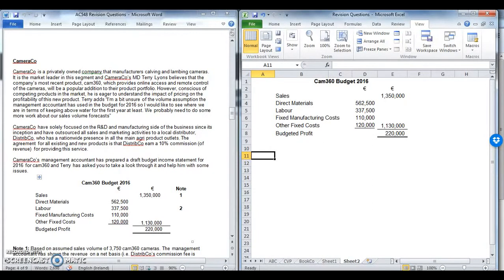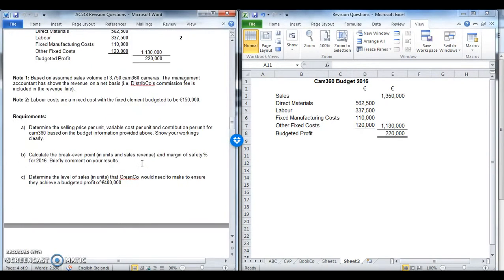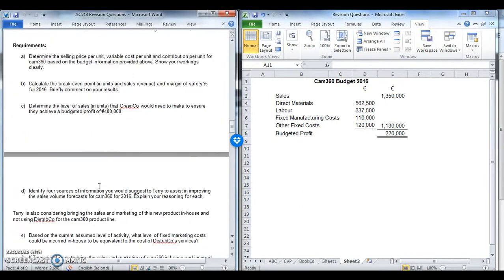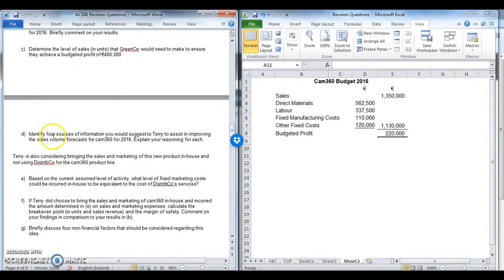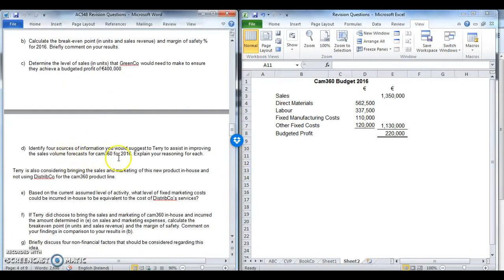This screencast is going to cover the revision question CameraCo, which looks at the area of CVP analysis. So the first thing we'll do is look at the requirements. We're asked to determine the selling price per unit, variable cost per unit and contribution per unit for CAM360 based on information above. Then you're asked a break-even point, margin of safety, sales level for a budgeted profit, so essentially a target profit analysis, and then identify 4 sources of information you would suggest Terry to assist in improving the sales volume forecast. So some calculations and a bit of a narrative.